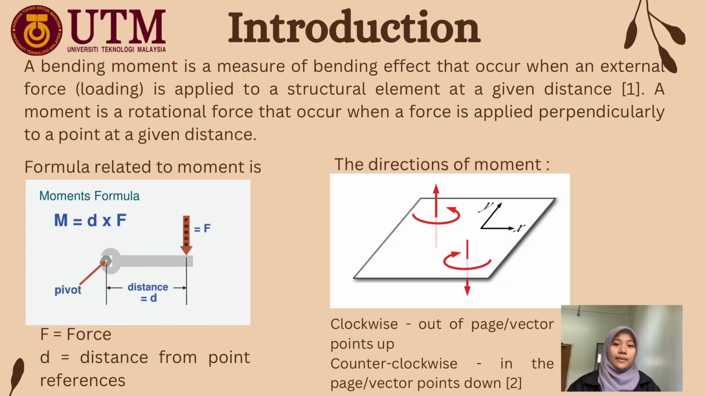Bending moment is a measure of bending effect that occurs when an external force, which is the loading, is applied to a structural element at a given distance. A moment is a rotational force that occurs when a force is applied perpendicularly to a point at a given distance. Below is the formula related to moment, which is M equals Fd. F stands for force and d is the distance from the point of reference.